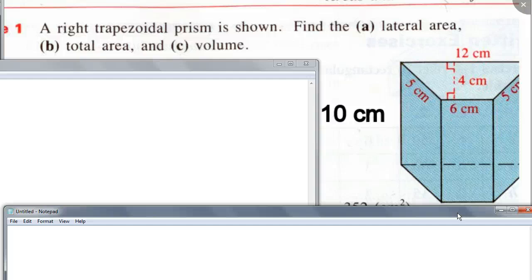No, it's not base times height. It's the area of the base times height. Because base times height, you get a rectangle, you know. It's area of the base times height. Does that make sense? Go ahead, everybody go ahead and do this. Okay, you can work as a group. Go ahead, I'll wait for you.